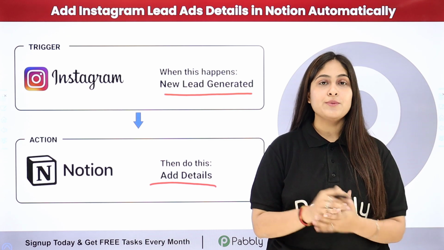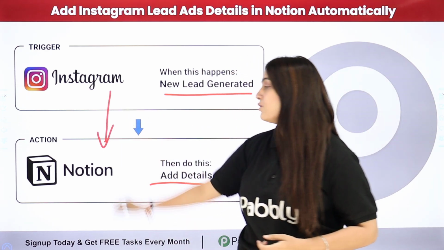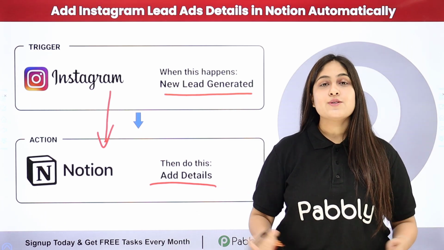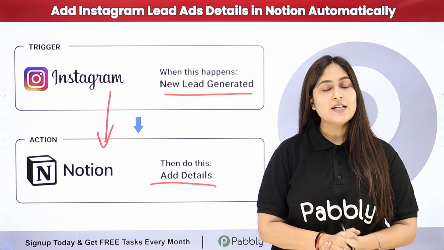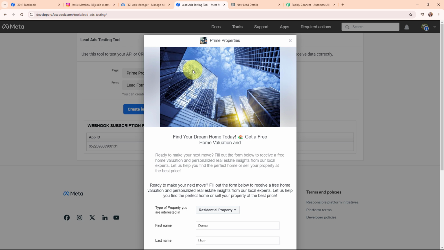So to automate the entire process, I need to connect my Instagram lead ad with my Notion account using an automation software named Pabbly Connect. To see the working of this automation and to learn this process step by step, let me take you to my screen. Welcome to my screen.